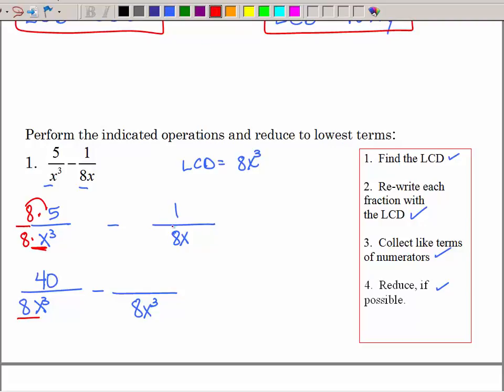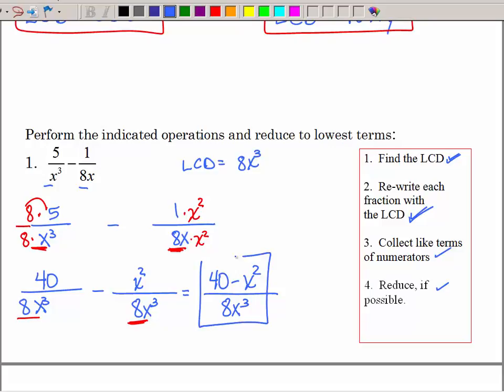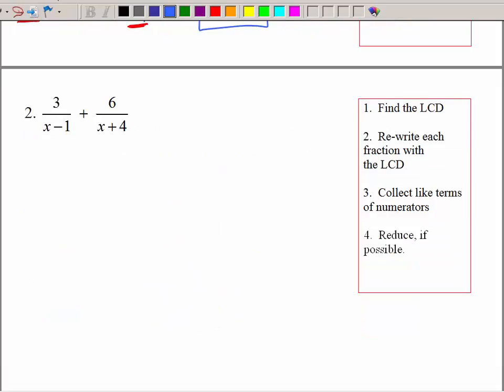Now, let's look at this denominator and compare it to this. What do I have to multiply this by to make it look like that? X squared, because x squared times x would give me that x cubed. So I have to multiply the top by x squared. So 1 times x squared is just x squared. So I have found the LCD. I've rewritten each fraction with the LCD. So I can keep the LCD, since I have the same denominators, and collect like terms, which in this case I don't. So I'm just going to have 40 minus x squared. That does not factor. It does not reduce.